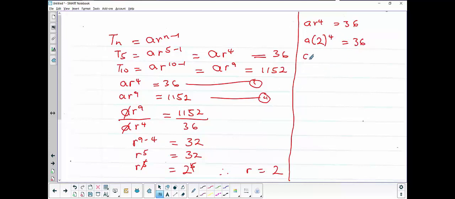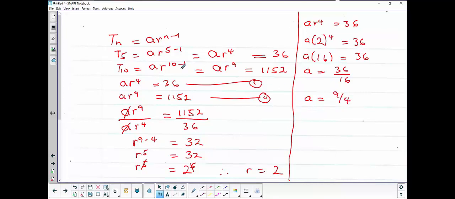Now, a into 2 raised to power 4 is 16, equal to 36. We divide both sides by 16. We are going to have a equal to 36 over 16. So let us try to evaluate this one to the simplest fraction. So automatically a is going to give us 9 over 4.